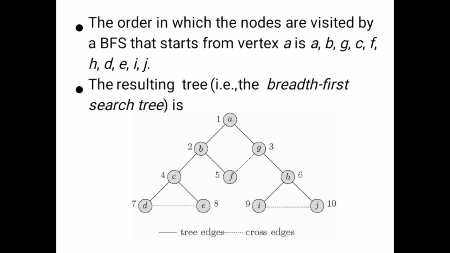The order in which the nodes are visited by a BFS that starts from vertex A is A, B, G, C, F, H, D, E, I and J. The resultant tree, that is the breadth-first search tree, is like this: A, B, G, then C is visited, F is visited, then H is visited, then D is visited, E is visited, I and J are visited.